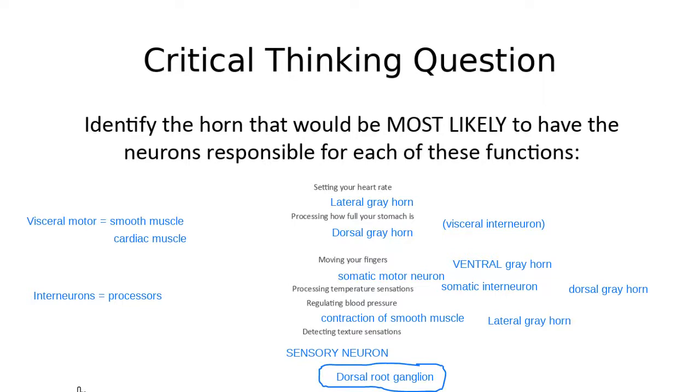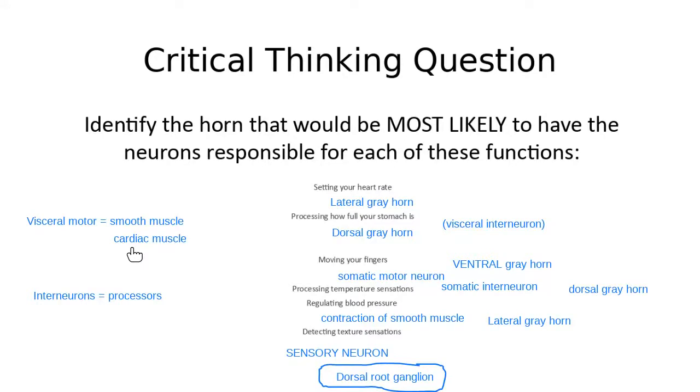Yeah, so my hint for you as you're working through these activities: think about what kind of thing in the body we are controlling, or think about what kind of information we're processing. That might help you figure out where we are in the spinal cord.